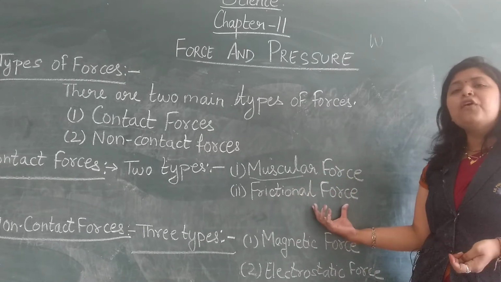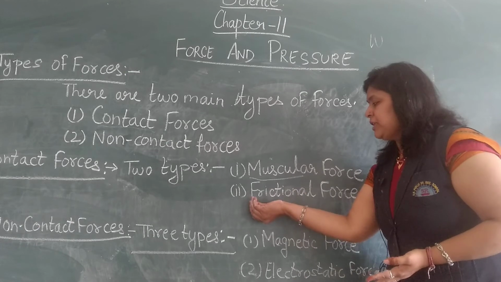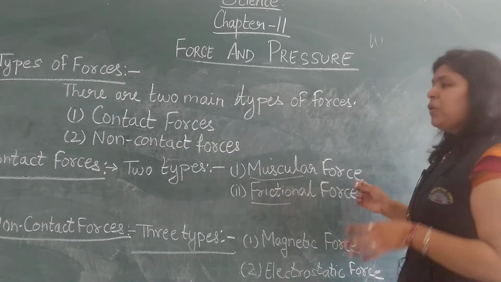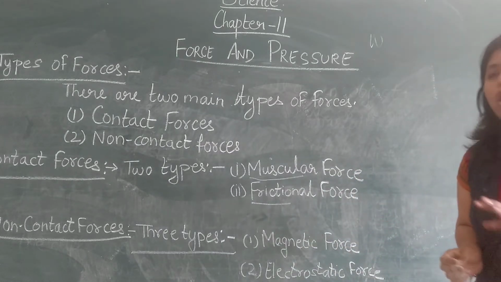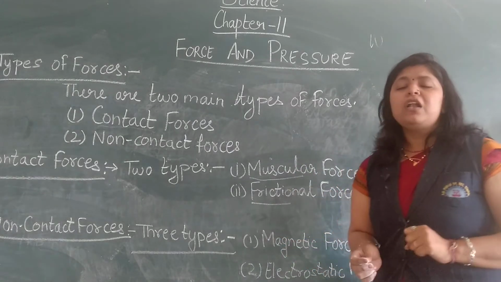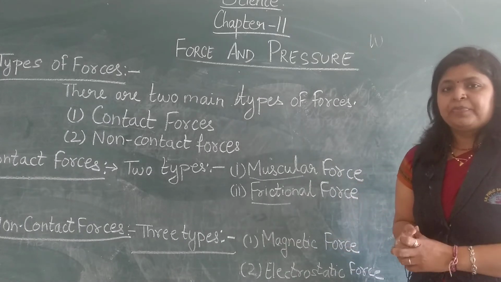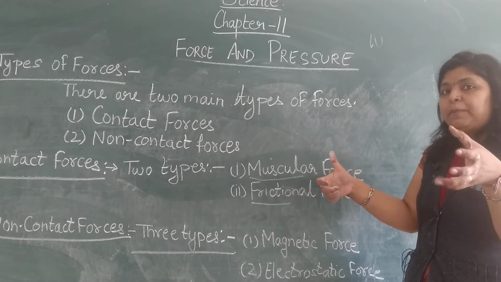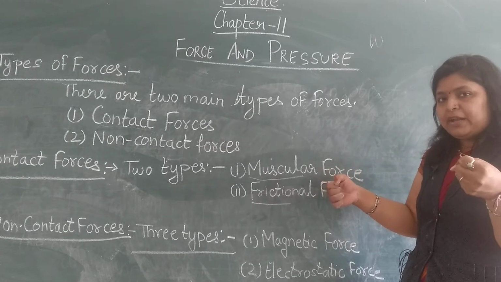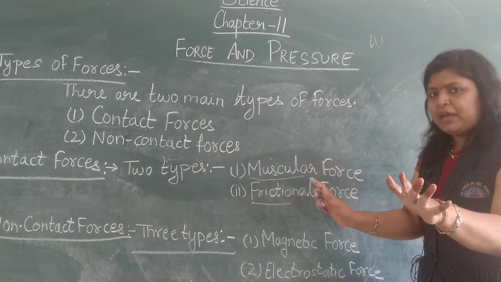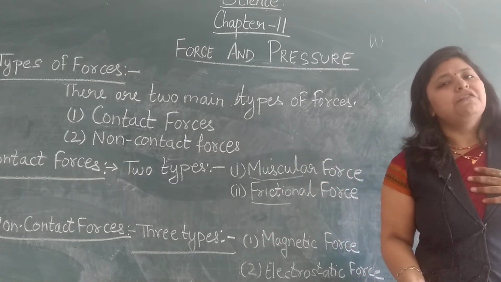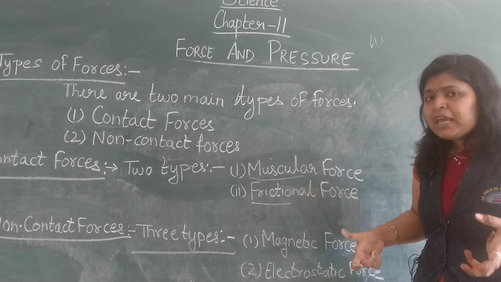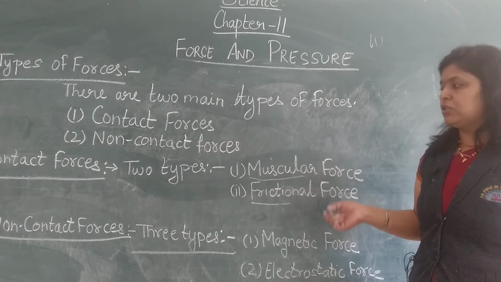And frictional force, the word friction is there. What is the meaning of friction? Friction means it opposes motion. For example, you are moving a bicycle, giving pedals to the bicycle. Then you apply brakes. When you apply brakes, what happens? Your moving object stops, so that is your frictional force. You are applying brakes, which means you are opposing the motion. So that one is our frictional force.